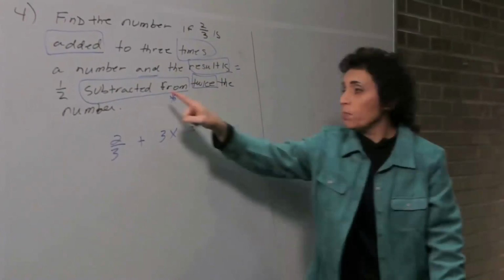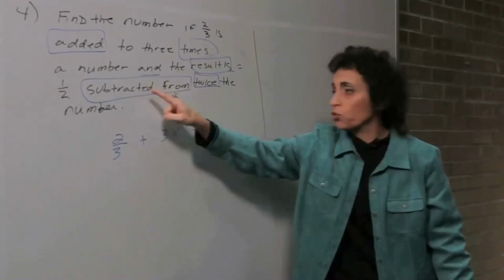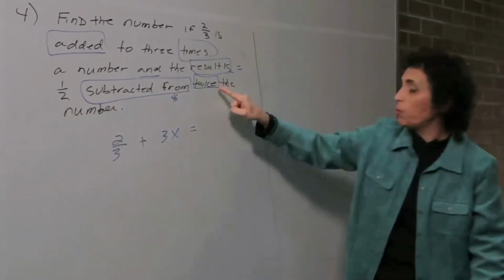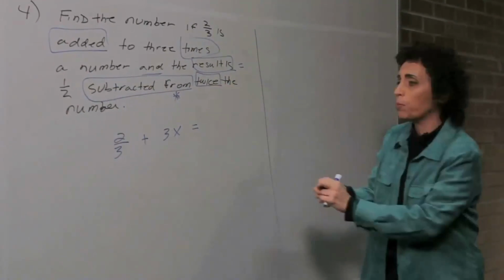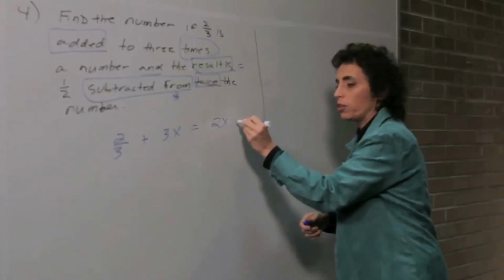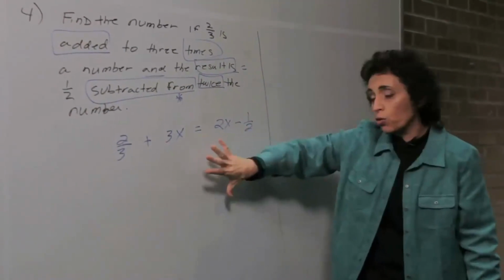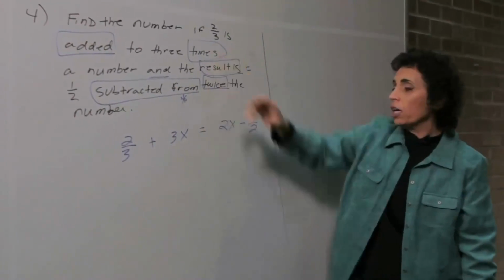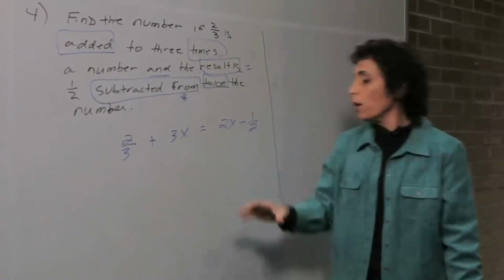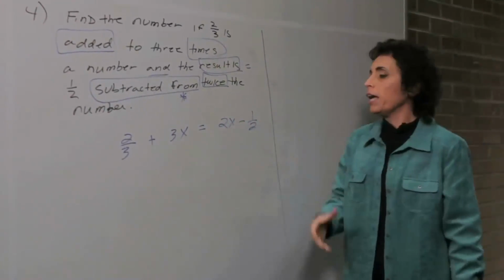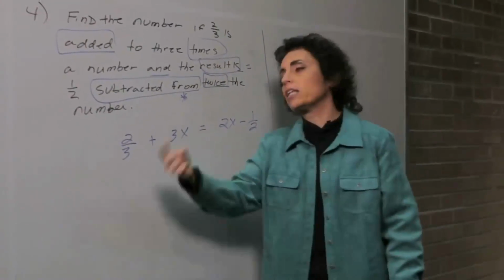Now be careful, remember subtracted from switches the order, so I can't put 1/2 down, I have to put what comes after it. So it's twice the number that comes after it. 2x minus 1/2. If you're not sure why this is the correct interpretation, then ask the teacher in the room. But this is how this should be set up, and why don't you take a second to solve it, and then click back on the video when you're ready.